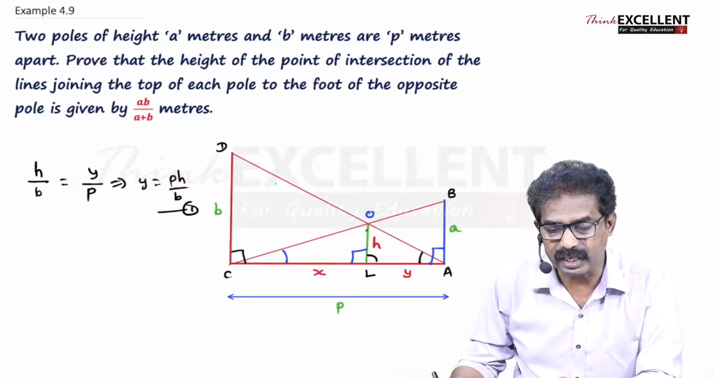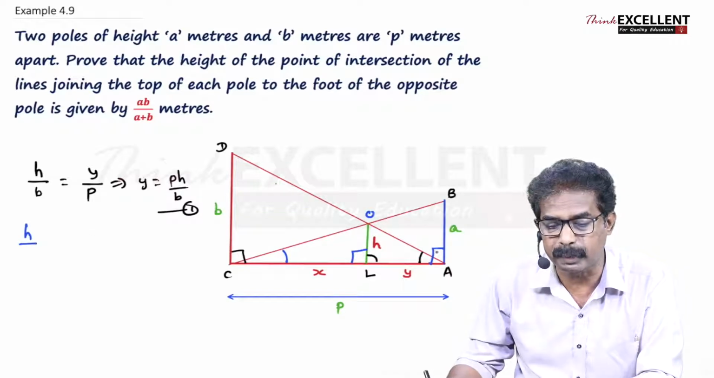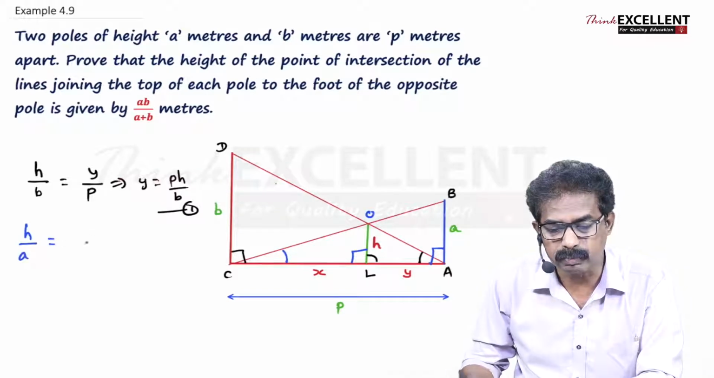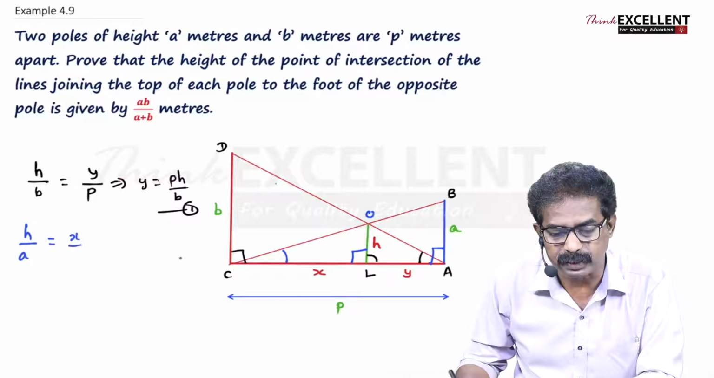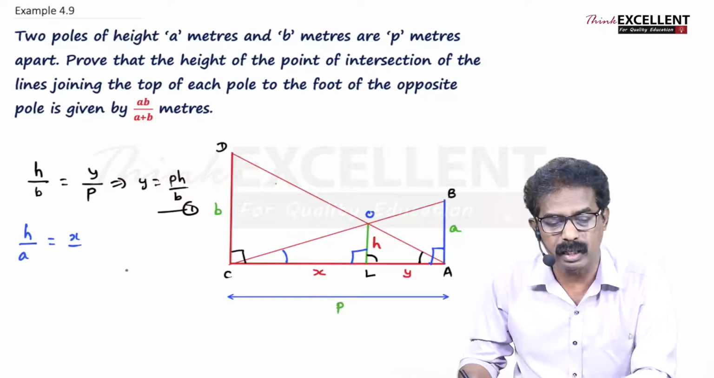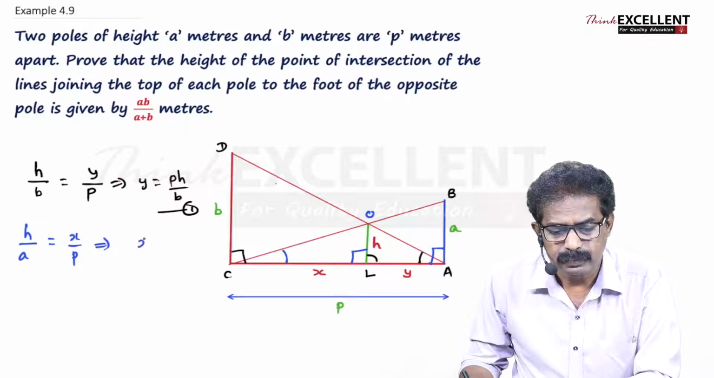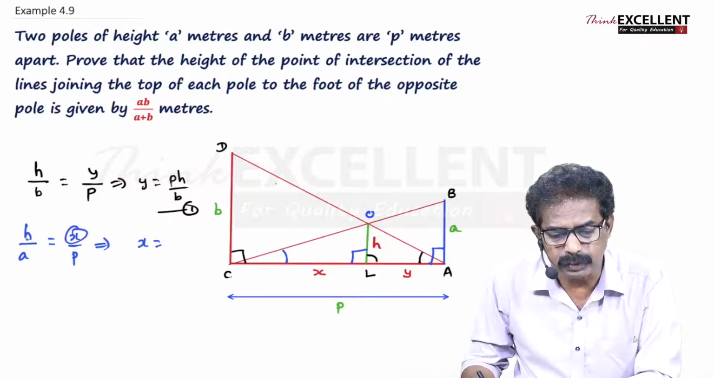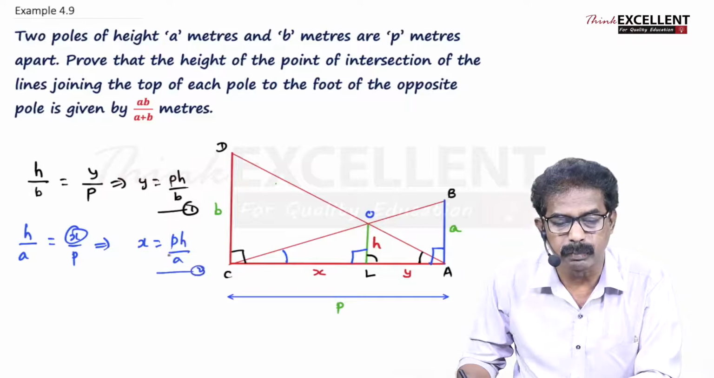For the small triangle I am taking height H, for the big triangle the height is AB, that is A. For the small triangle the base is CL, that is X. For the big triangle the base is the full length CA, it is X plus Y, or you can say P. From here you find the X value. If I want X, take this P to that side, so you are getting PH by A. Take it as equation number 2.